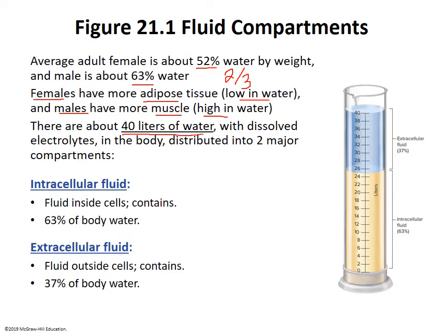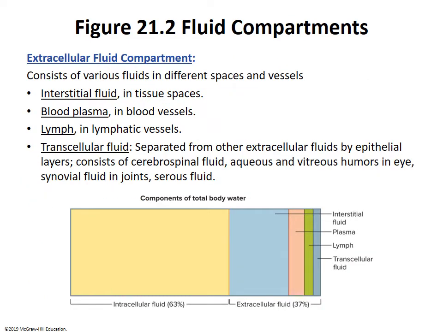But what I do want you to know is how the water is divided. We have intracellular fluid, which is the fluid inside the body cells. This is where about 63% of all the water is. Again, it shows it here divided up. And then the extracellular fluid, the fluid that is outside the cells. That's only about 37%, so basically 60-40 almost is the dividing line.